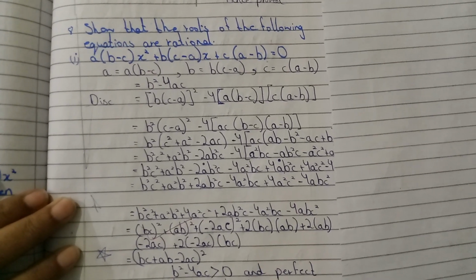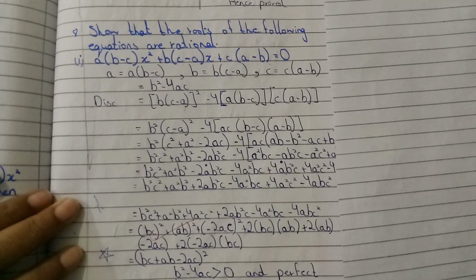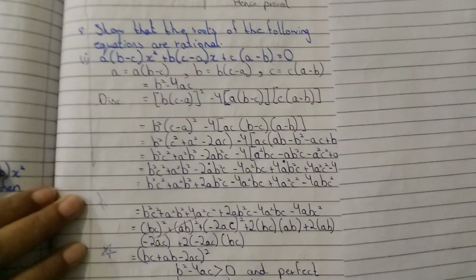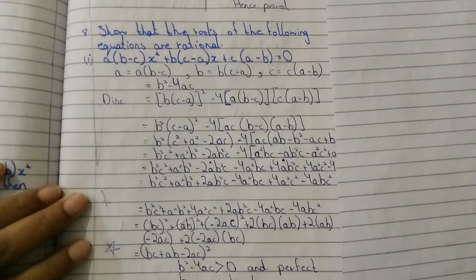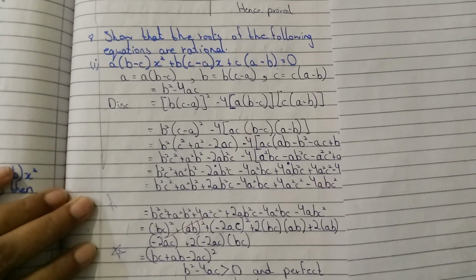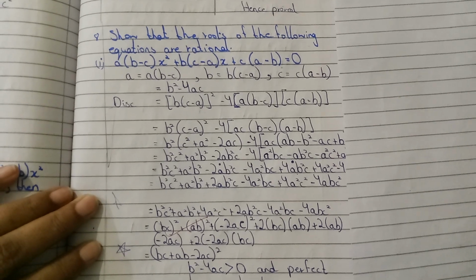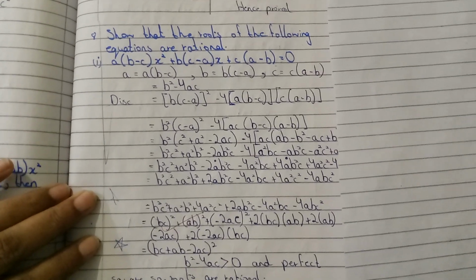Again, we have to use the quadratic equation and the discriminant formula. A is a(b minus c), b is b(c minus a), c is c minus a minus b. The formula is b square minus 4ac. We put the values in and multiply both brackets.